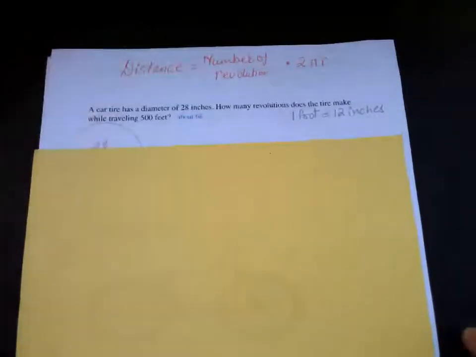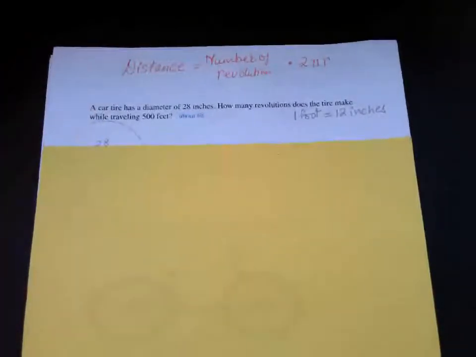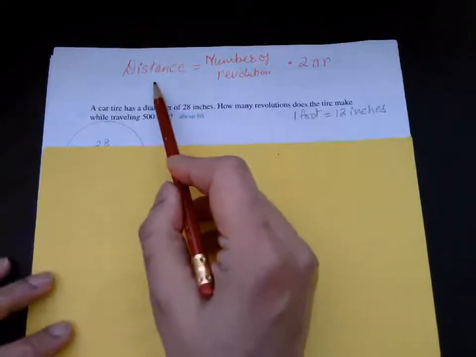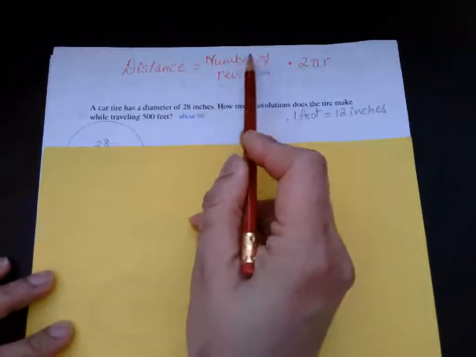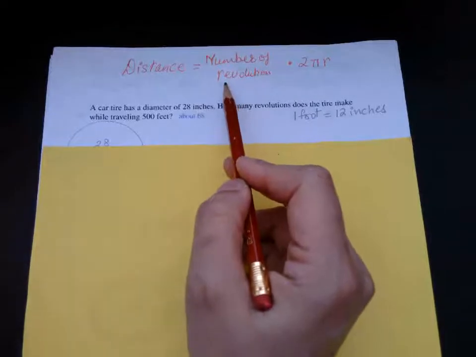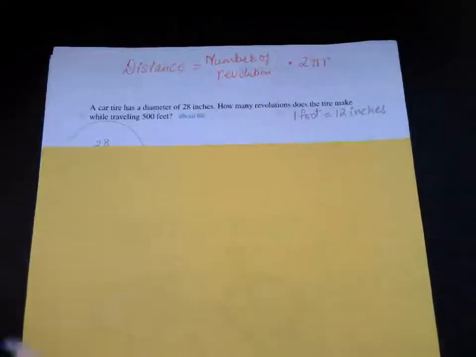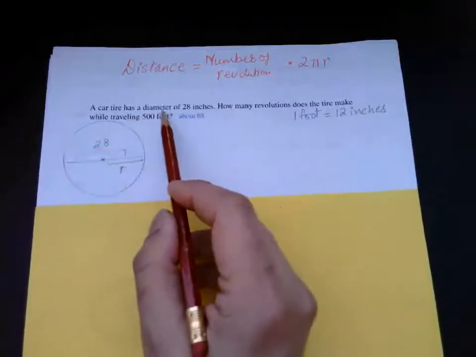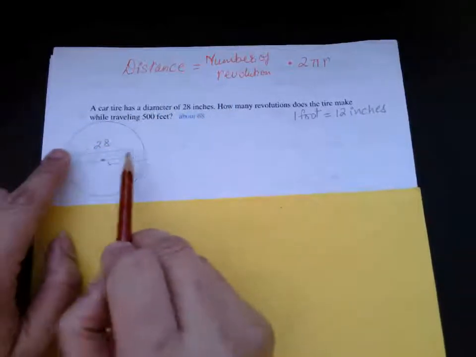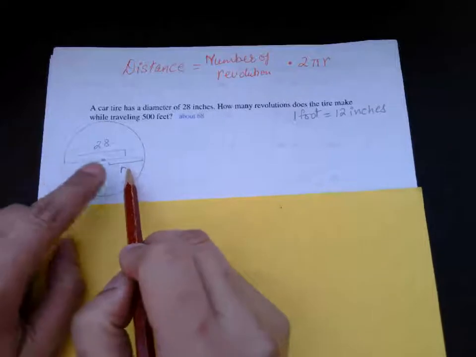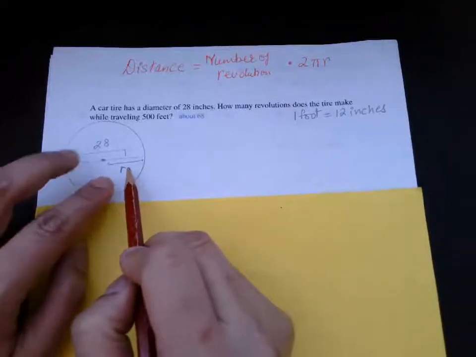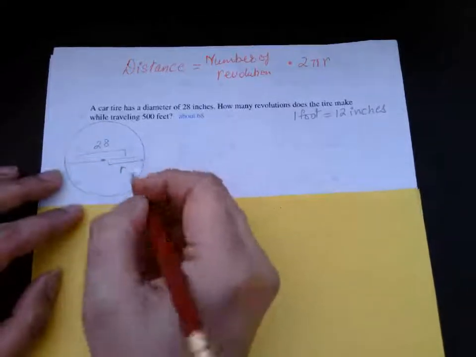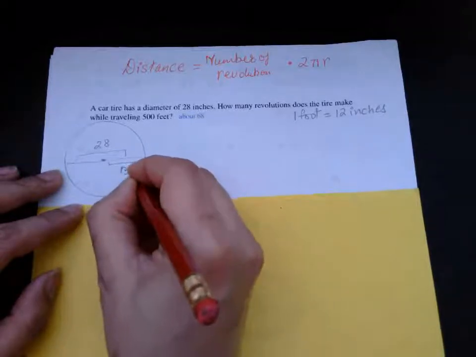We can use circumference to find the distance. So distance traveled is nothing but number of revolutions times 2 pi r. That means how many circles a tire is taking. Okay, they're asking, a tire has a diameter of 28. If a tire has a diameter of 28, what should be the radius? Radius is nothing but half of 28. So half of 28 is what? 14.